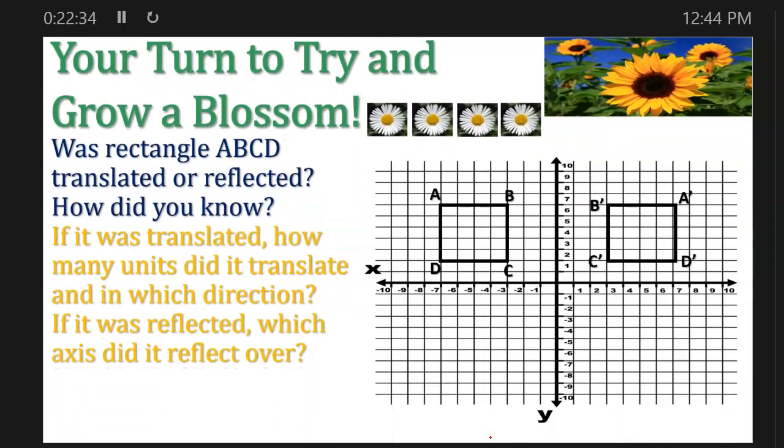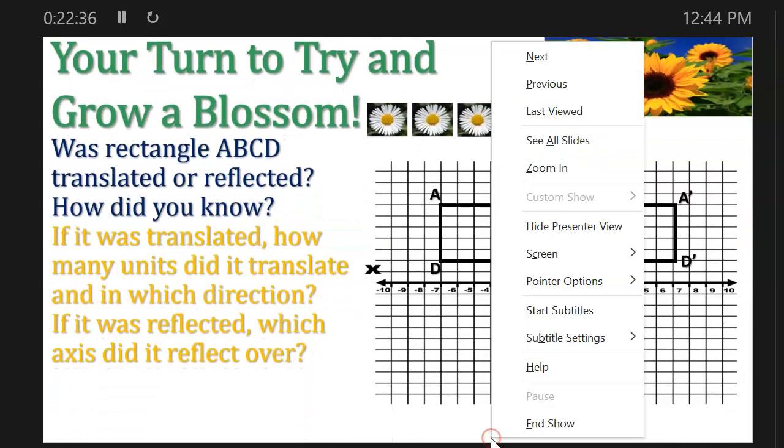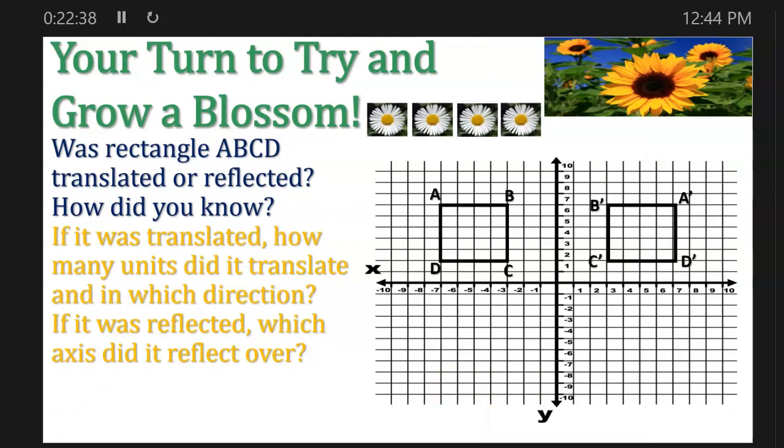All right, time to grow a fourth blossom. Was triangle ABCD translated or reflected? How do you know? If it was translated, how many units did it translate and in what direction? If it was reflected, which axis did it reflect over? So I'll ask you to pause and try to answer this question, and I will count to 3.